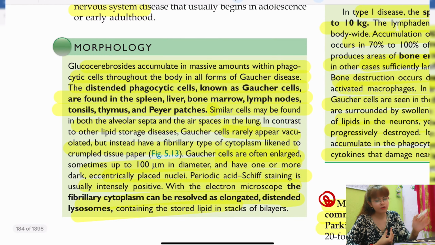Okay. Now, if you talk about the glucocerebrosides, they accumulate in massive amounts within the phagocytic cells of the body.